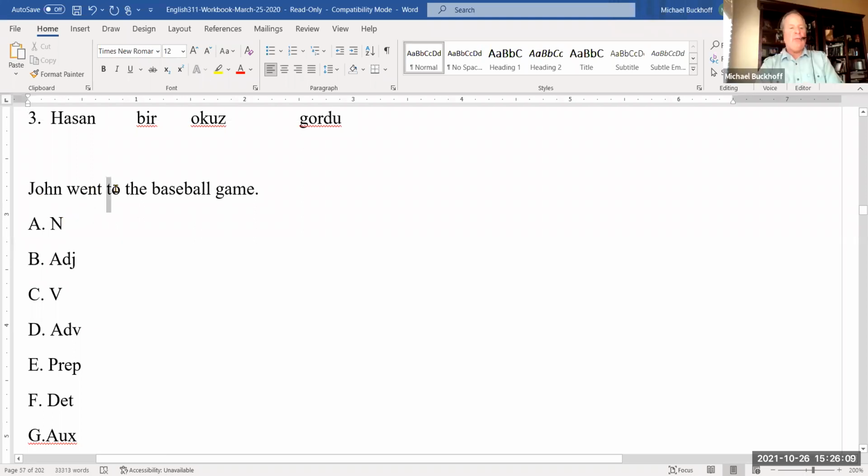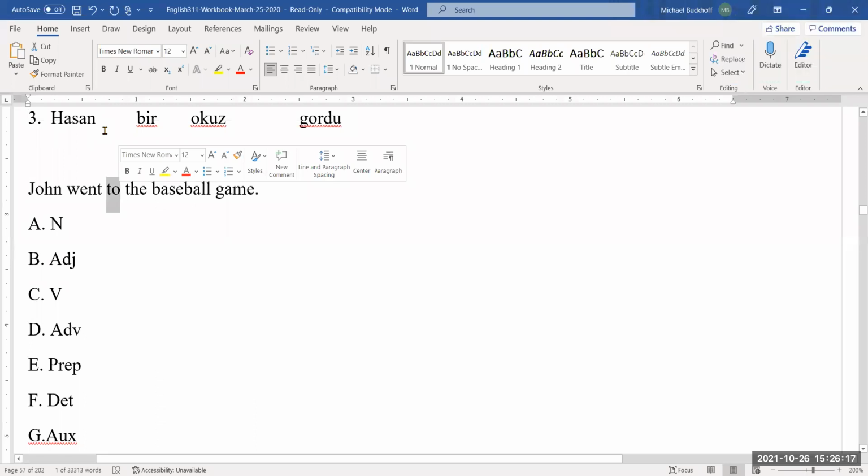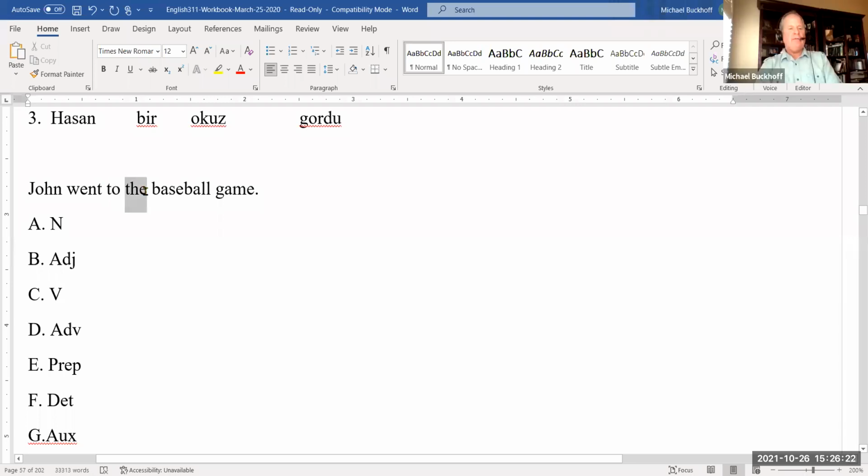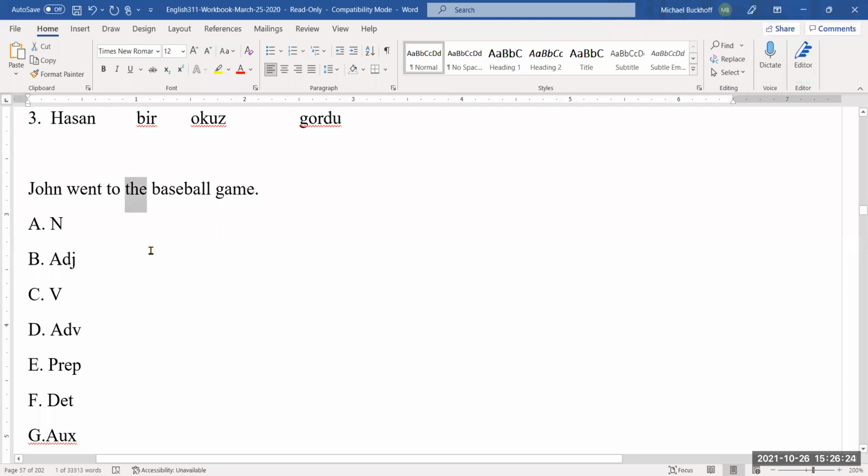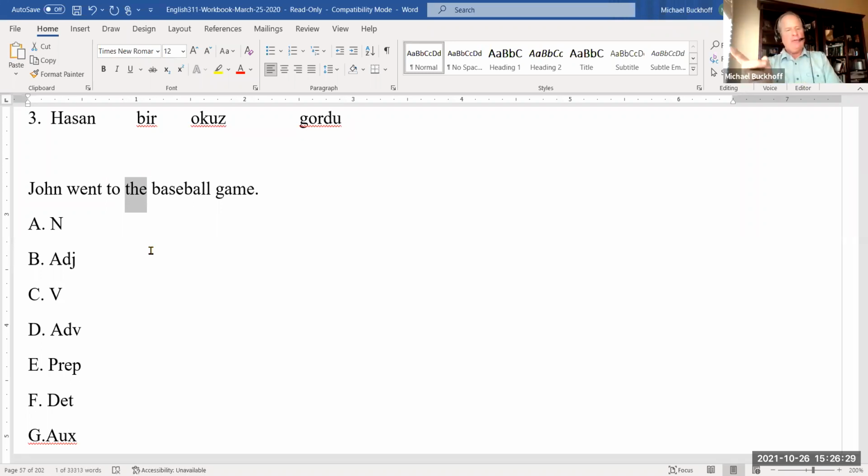Okay, how about this? What if I underline the word "to"? What is that? A prep. Good. That's it. What if I underline "the"? Prep. Determiner. If you said prep, you're kind of in the right area because it is a function word, but it's not a preposition. Prepositions indicate spatial relationships with things: to, under, over, beneath, above, beyond, things like that.